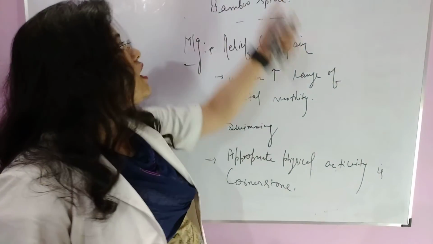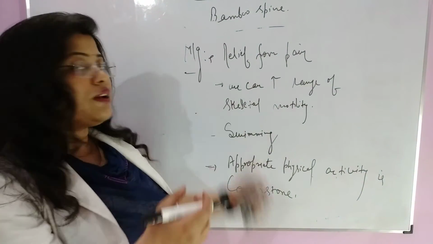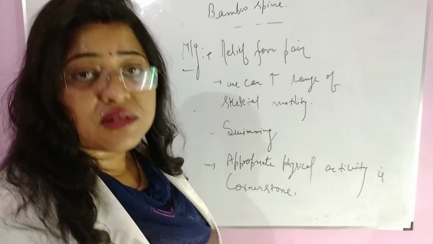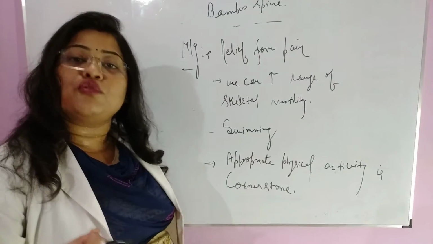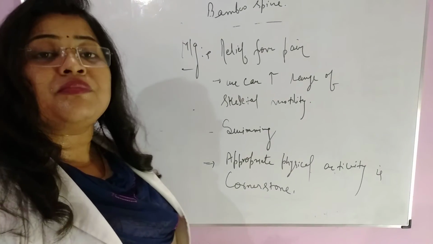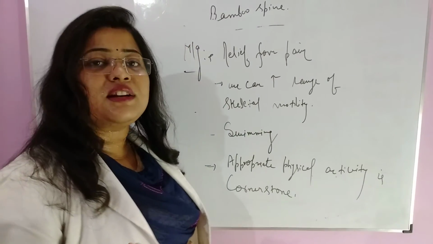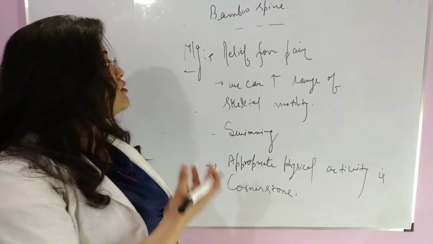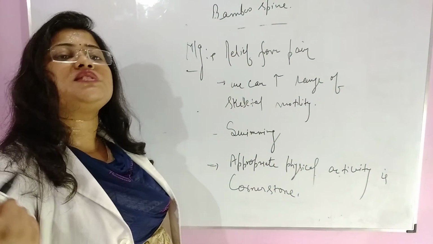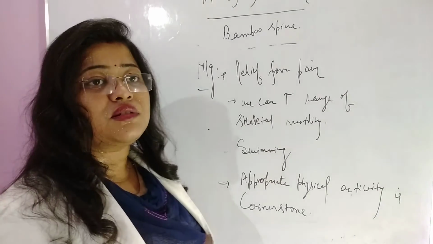So this is all about ankylosing spondylitis. In clinical features, we can also see rigidity of the spine, ankylosed spine, and restriction of movement in the lumbar spine. So these are all the clinical features of ankylosing spondylitis. For investigation, you can see the X-ray of the spine, thoracolumbar spine X-ray, and about the management and treatment.